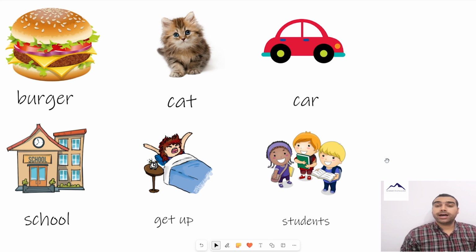Today we'll be talking about how we make sentences using the present simple and the third person singular. Let's see how we're gonna do this. Before we start, we need to know some new words. The first one, burger. Can you repeat it? Burger, cat, car, school, get up, students.